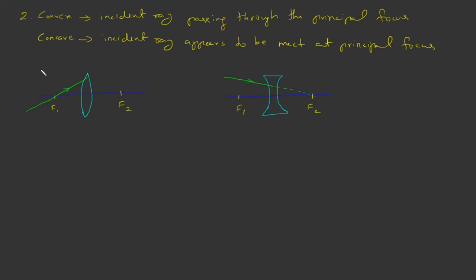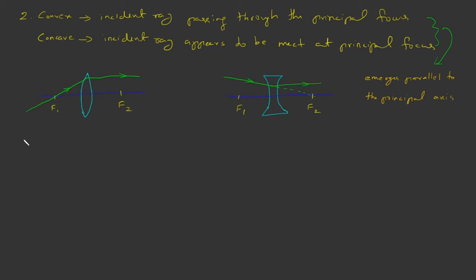So here the second ray is the incident ray passing through the principal focus for convex lens, and for concave lens the incident ray appears to meet at the principal focus. In both cases, after refraction, the ray emerges parallel to the principal axis. So in both the cases, the ray emerges parallel to the principal axis.